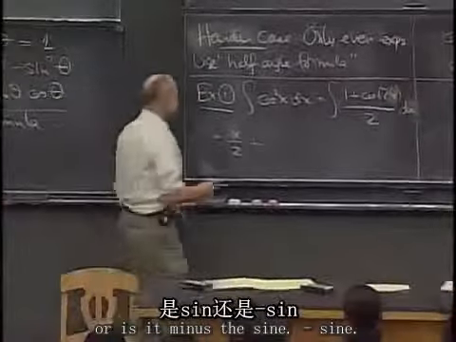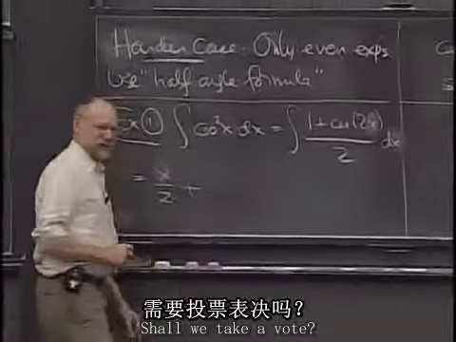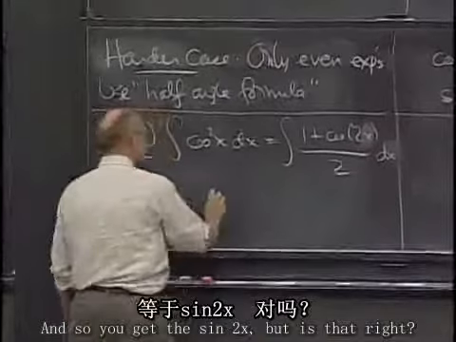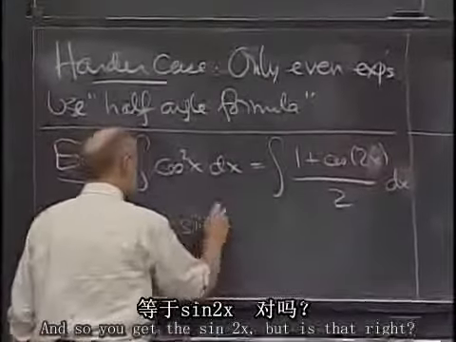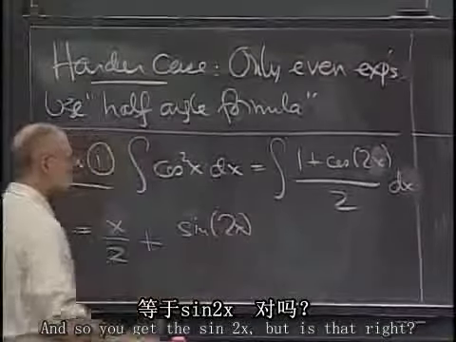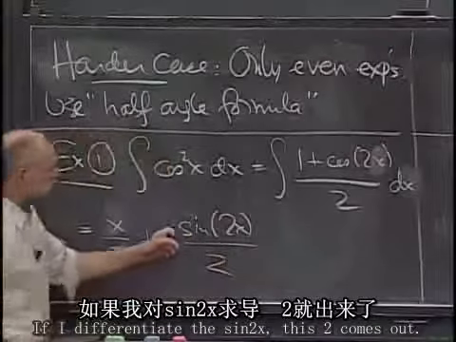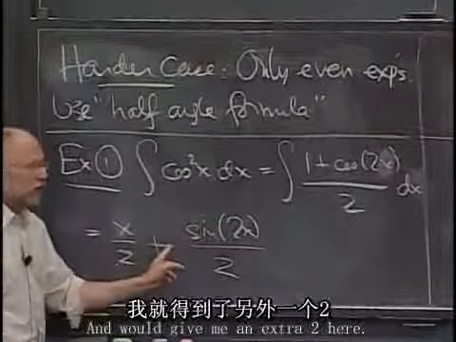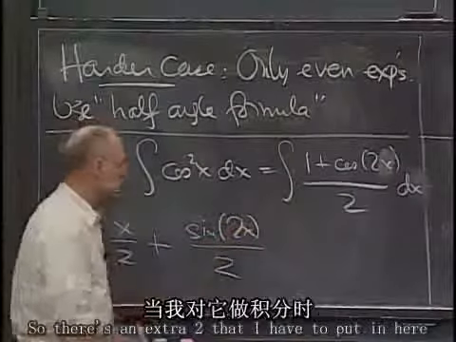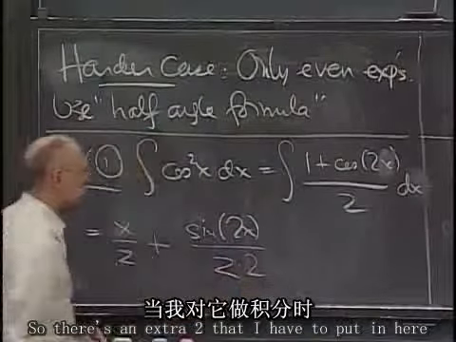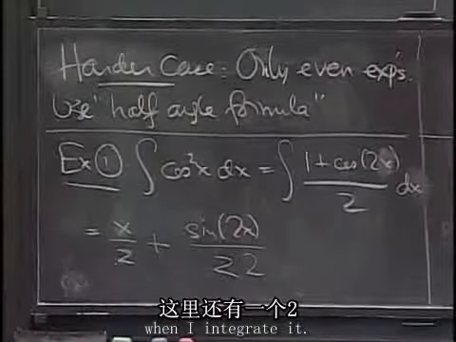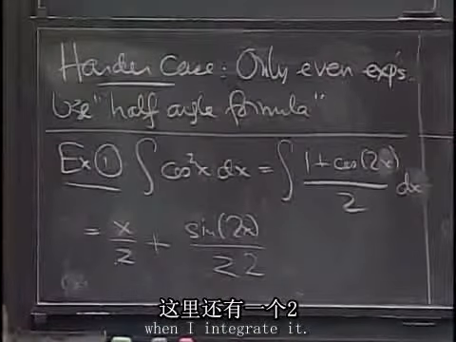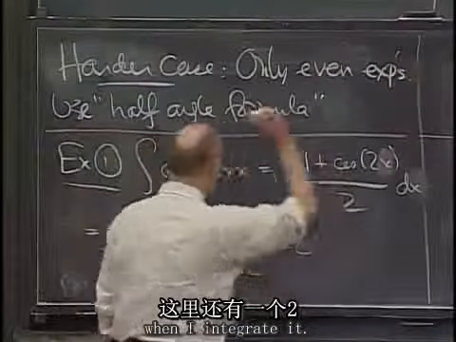Okay. Shall we take a vote? I think it's positive. So you get the sine of 2x, but is that right? Over 2. If I differentiate the sine of 2x, this 2 comes out and would give me an extra 2 here. So there's an extra 2 that I have to put in here when I integrate it. And there's the answer.